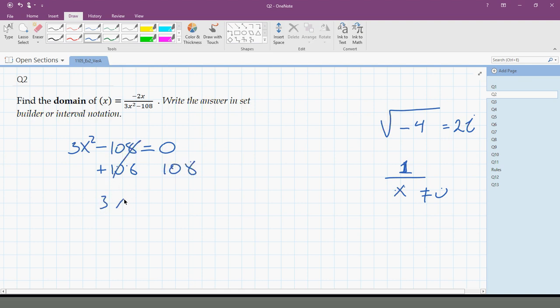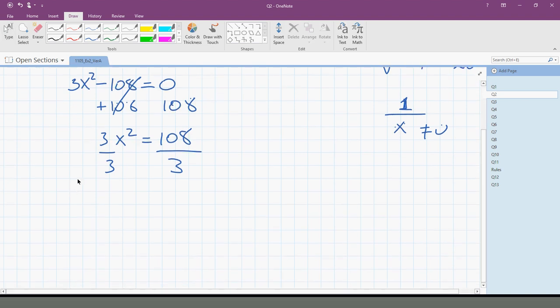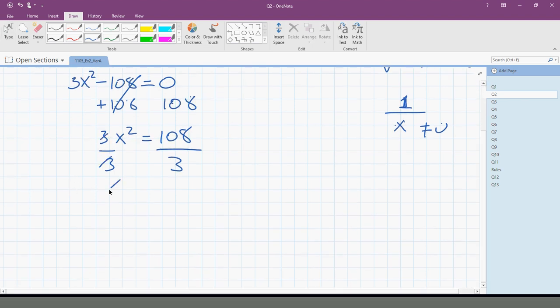Cancel. Now we have 3x squared equals 108. We're going to divide both sides by 3. The 3s cancel, and we have x squared equals 36.